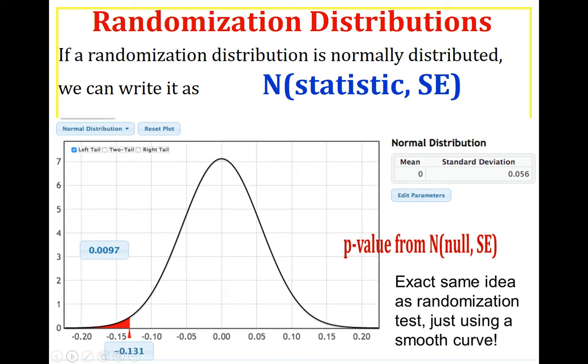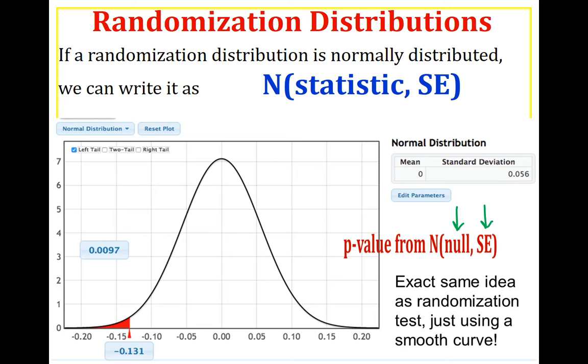It says if a randomized distribution is normally distributed, we can write it as N(statistic, standard error). What does that mean for us? That means that the p-value calculation comes from N(null, standard error), right here, the null, comma, the standard error. It's the exact same idea as randomization tests, just using a smooth curve. So when we were running the dot plots and we were running thousands of different things and counting by different values and moving things differently, we were actually distributing on a normal curve.